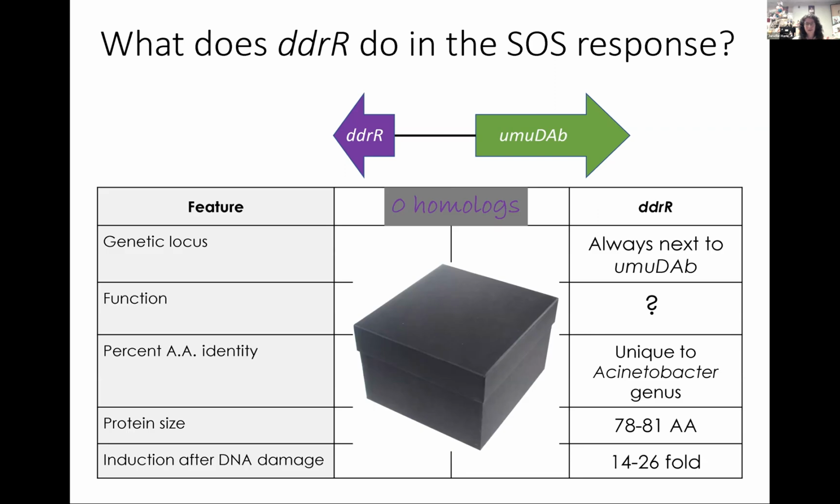We ran into a little bit of a black box though, of course, because unlike the previous work I've told you about, there are really no homologs in other species. It is unique, as we see down here, to the genus Acinetobacter. It's a small protein. It's always next to UmuD-AB. So they're always conserved and present in the chromosome of these bacteria at the same place. For some reason, evolutionarily, it seems like they're possibly working together or conserved to be in this unit together.